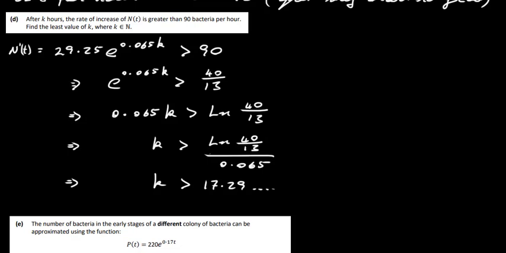Now what we have to do here is find the least value of k, where k is a natural number. So our answer is k is greater than 17.29, so k must be equal to 18 hours. Because k is a natural number, and the next natural number bigger than 17.29 is 18. So this is our answer here. Okay, so that's part D. Let's have a look at part E.